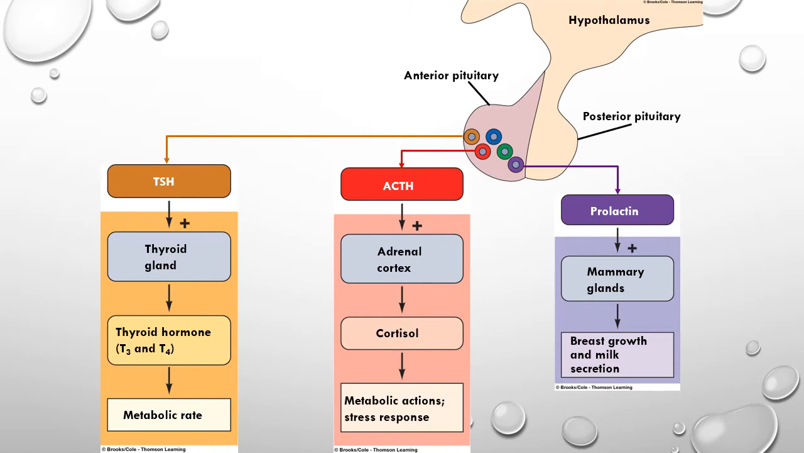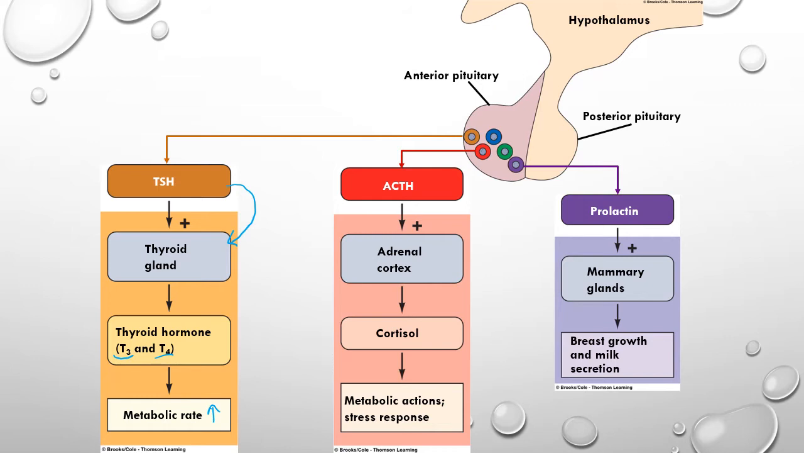So you need to know what the hormone is, where its target is, and then what it stimulates as far as the output goes. And so for TSH, we have our thyroid stimulating hormone. This is going to go down and stimulate the thyroid gland. The thyroid gland is then going to start to produce its two hormones, our T3 and our T4, our thyroid hormones. And then that's going to allow for an increase in metabolic rate. So our metabolism is going to go up.